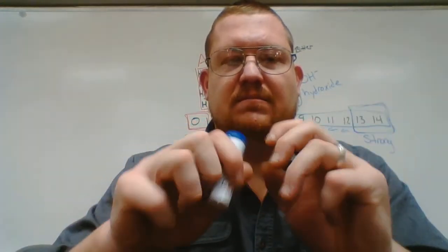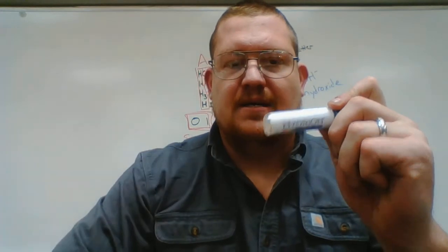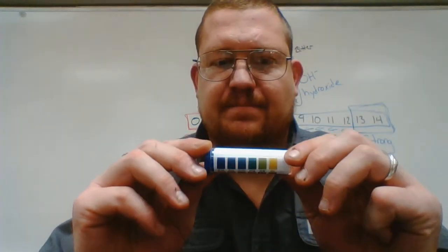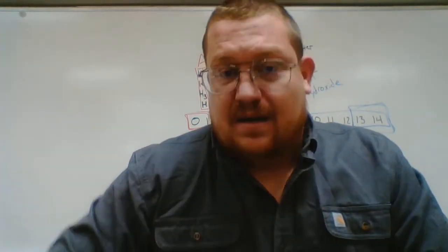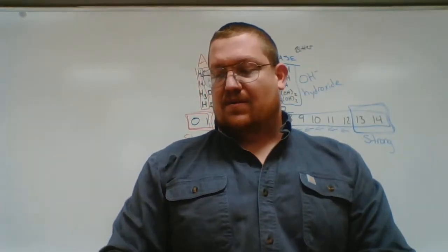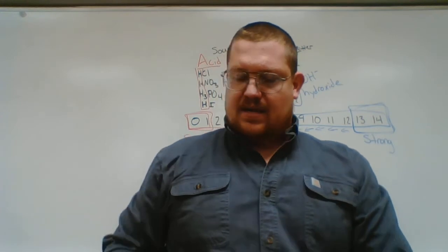Now, if we want to be more specific than that, we can use the hydroxide ion paper. Now we have the color key, right? We can use the color key to get a little more specific, because maybe it's not just going to turn red or blue all the time.